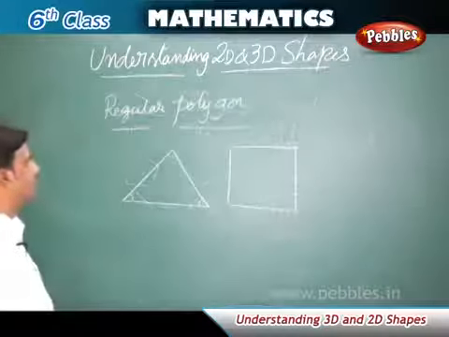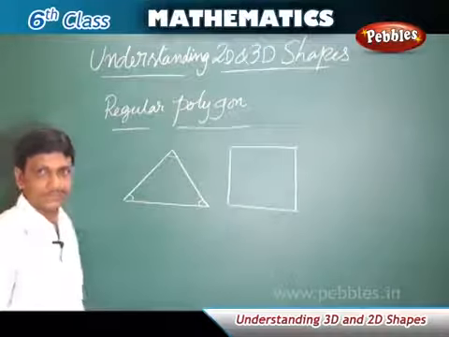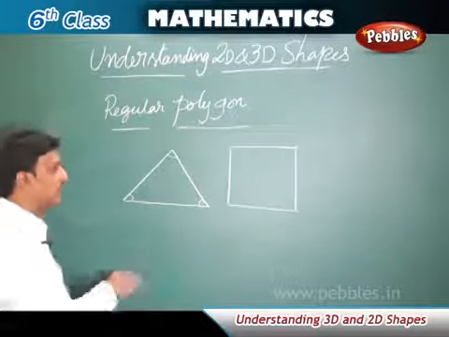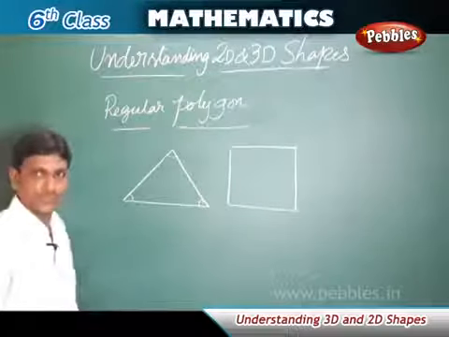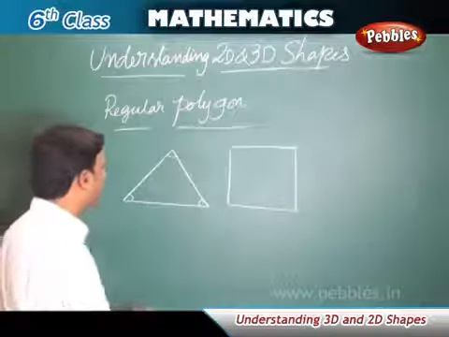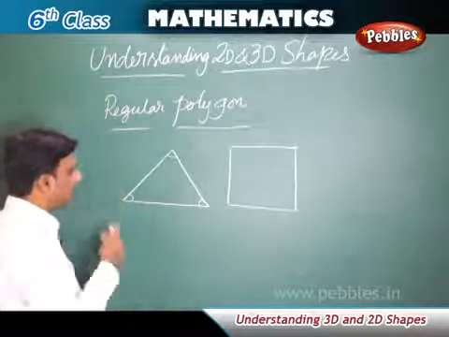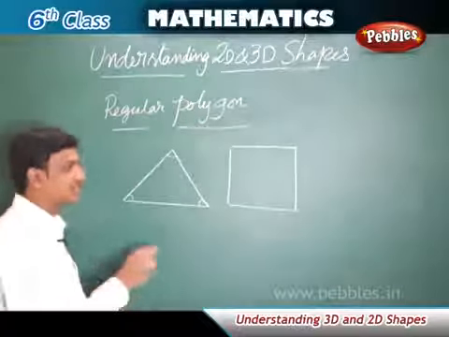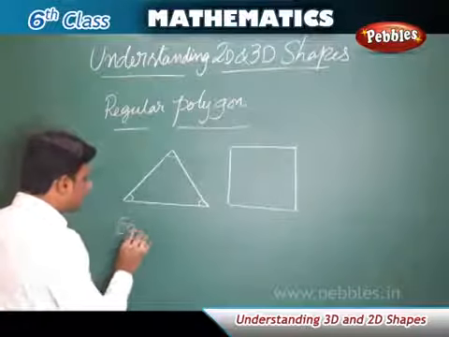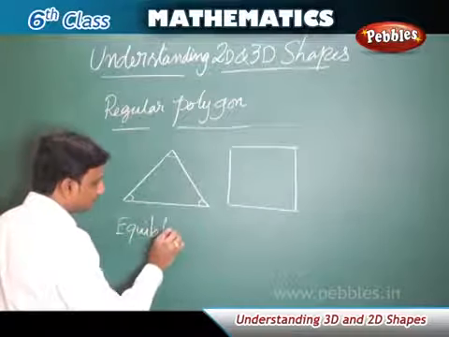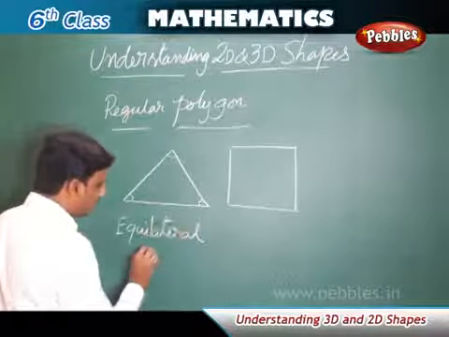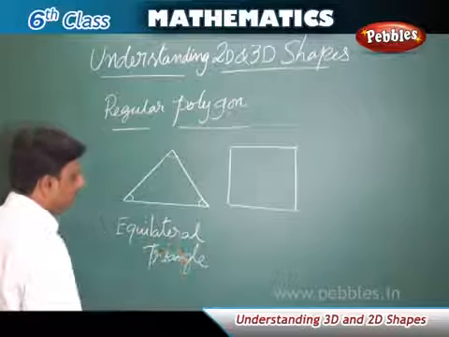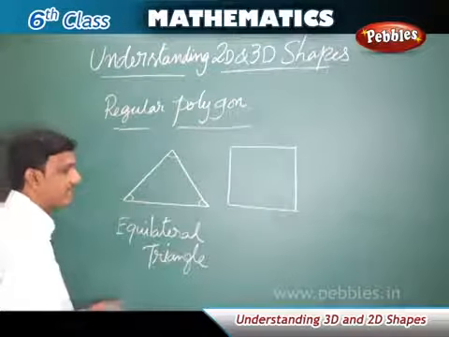Now let us try to understand what a regular polygon is. A polygon for which all the angles and all the sides are of the same value, we call it a regular polygon. So for example, if we see this triangle, here all the angles are the same. Such a triangle is called an equilateral triangle. Here all the 3 angles are of the same value.